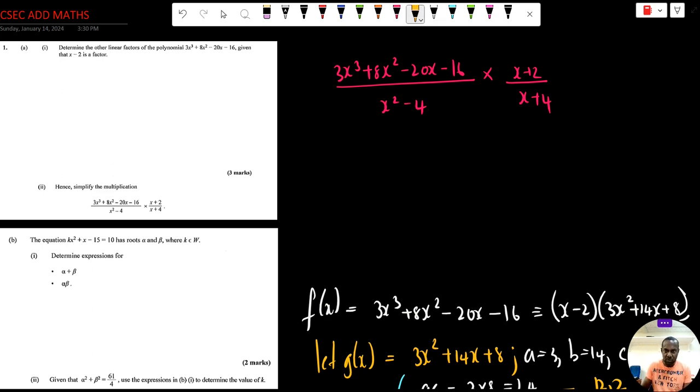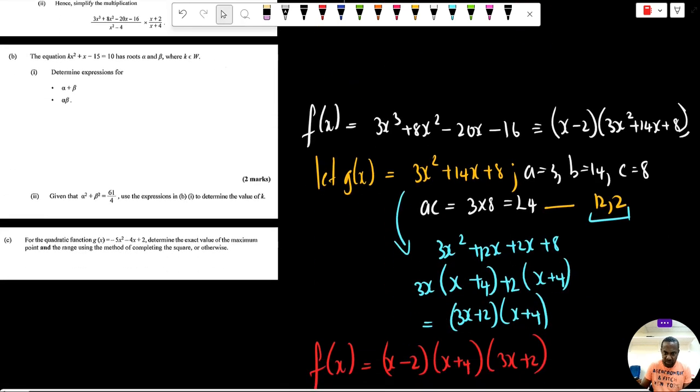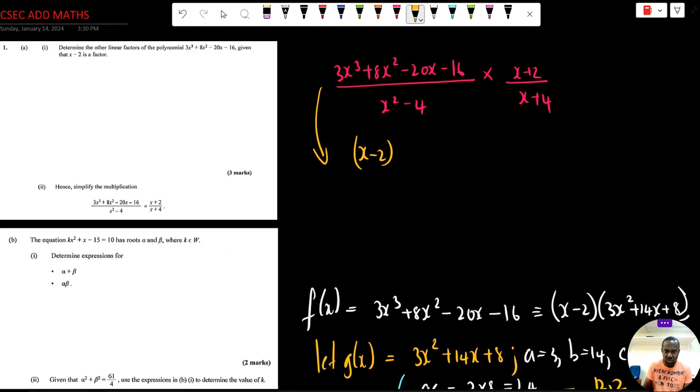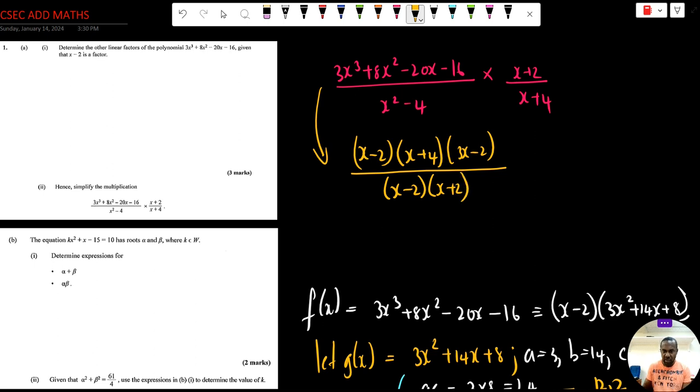told hence, simplify, which means that we're supposed to use the previous result. Now, of course, we factorized the polynomial to give us x minus 2. The other factor was x plus 4, and the other 3x minus 2. So this polynomial becomes x minus 2 times x plus 4 times 3x minus 2. And this is being divided by x squared minus 4. Now, x squared minus 4, we should be able to recognize as the difference of two squares. And when factorized, that gives us x minus 2 times x plus 2. And then all of this is being multiplied by x plus 2 over x plus 4.